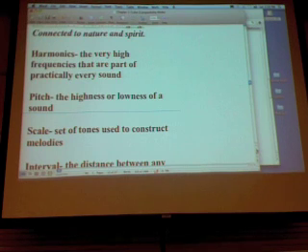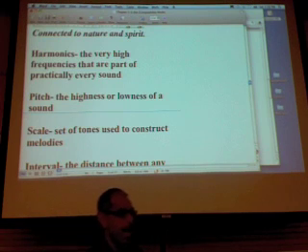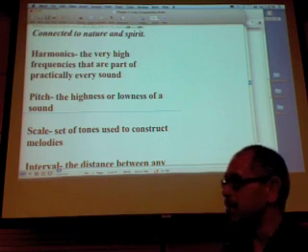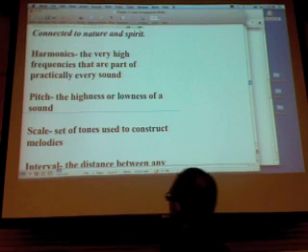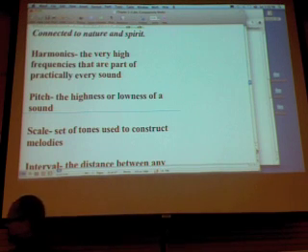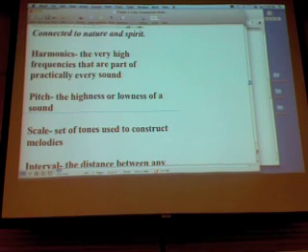And to be able to make music, though, we need to have more than just general high and low. We need to have specific tones. And out of those tones, which have specific frequencies, we make scales. And scales are what are used to construct melodies. You guys have all heard the major scale.